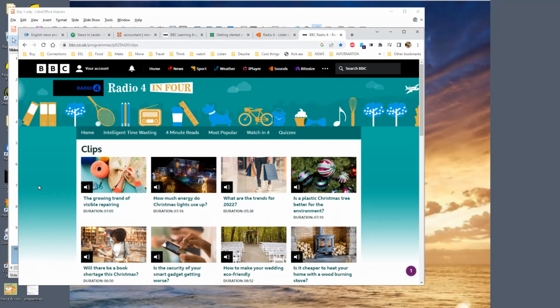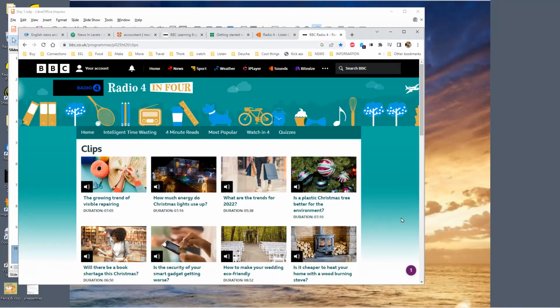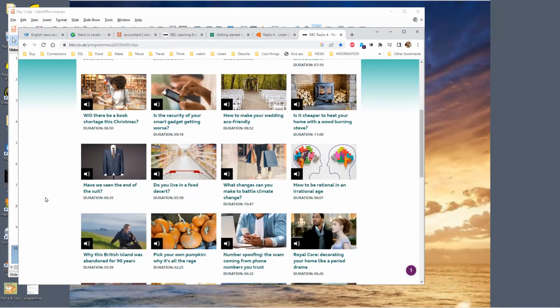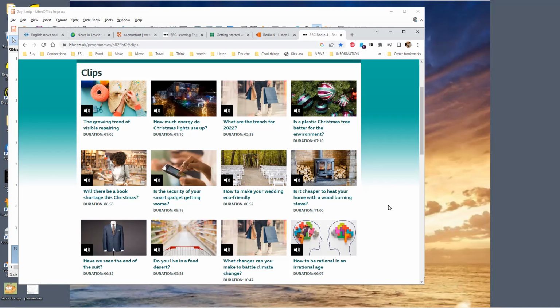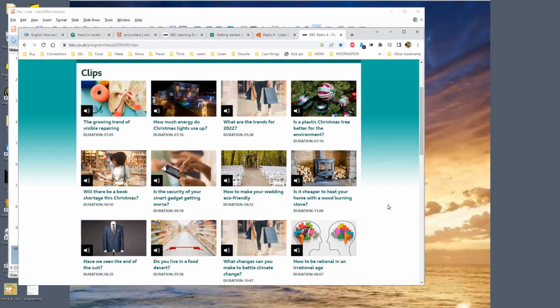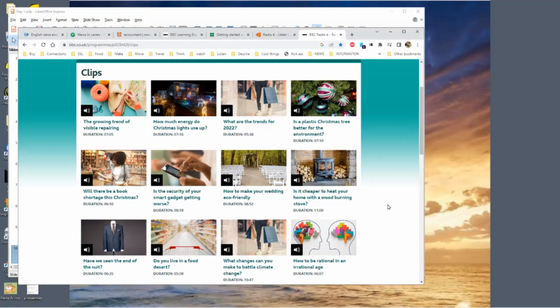Radio 4 in 4. And these are short stories that you can listen to from various Radio 4 programs. And you'll see they're all quite short. So between 4 minutes and 9 minutes. I think some are even shorter. And it's a chance to listen and focus on new vocabulary and grammar. If you're studying for the IELTS, choose a subject you've never read or listened to before, and it will build your vocabulary faster than ever.